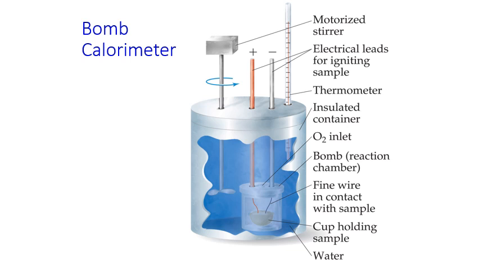We're going to go straight into the thermometer. An oxygen inlet, because we're doing combustion, so you need oxygen to come in. A bomb, which is essentially the reaction chamber, and a fine wire in contact with the sample to allow the reaction to be detected. And of course, you've also got water around the bomb, because that's what the temperature change we're measuring. We're measuring the temperature change in the water. And we have the cup holding the sample. So basically, we ignite the reaction inside the bomb calorimeter, and we can then measure the temperature change.